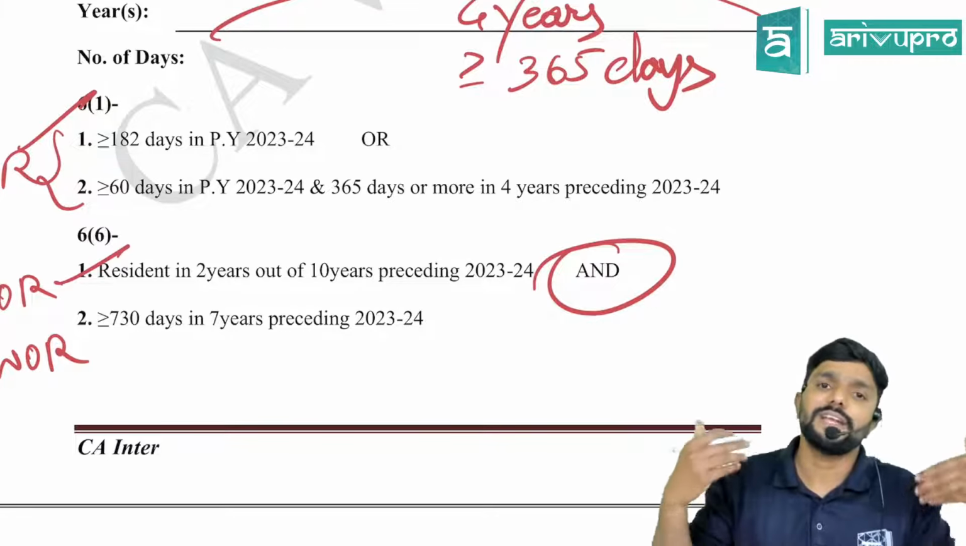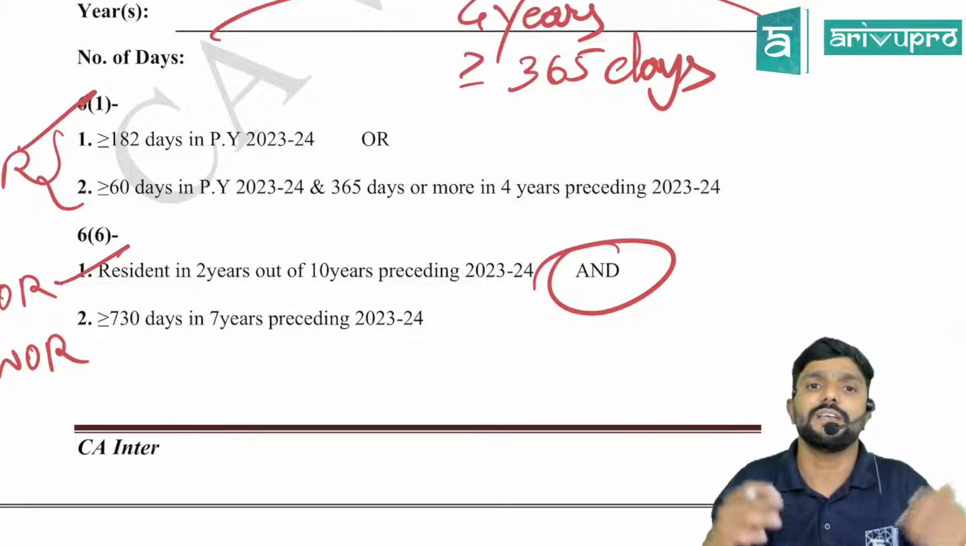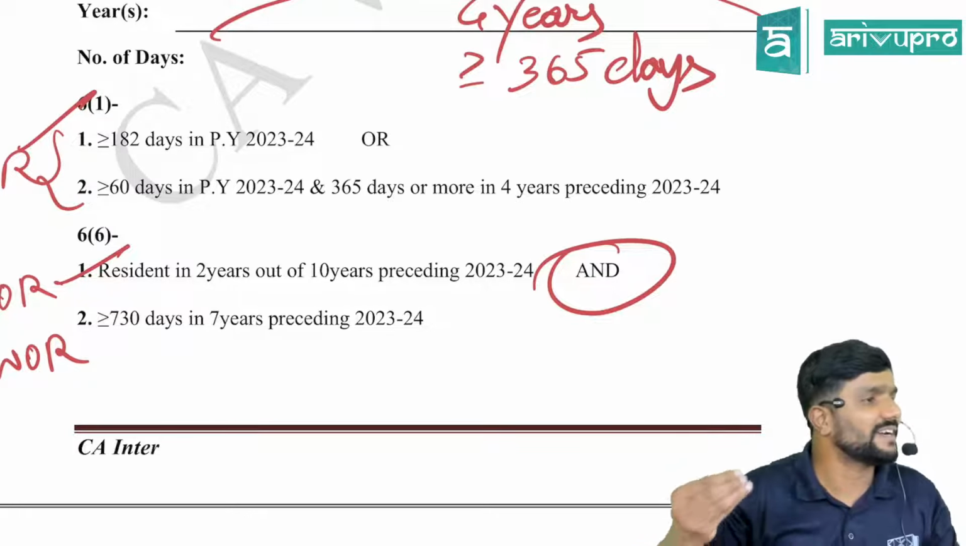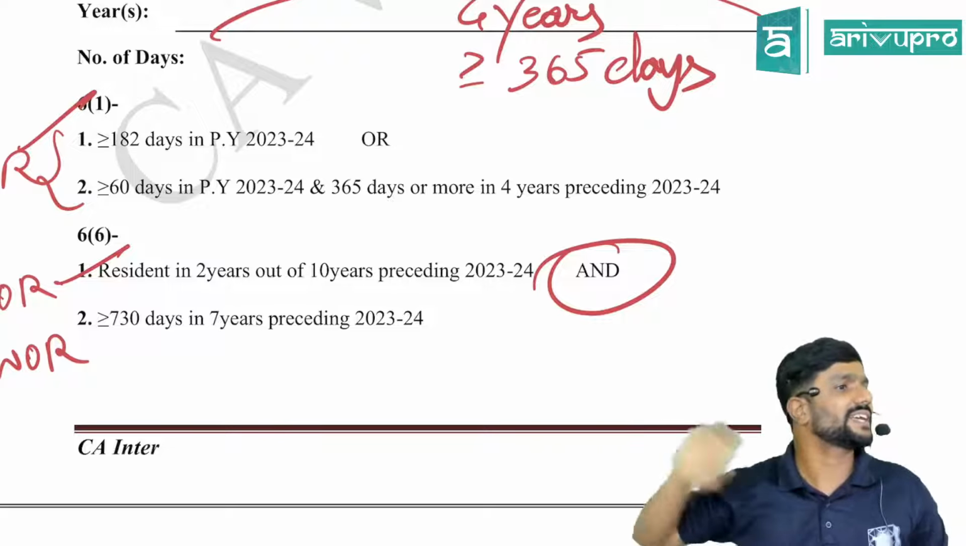Sir, what if I have violated the first only? I am not satisfied with the first only. Then straight away you are a not ordinary resident. Again, don't waste your energy by checking the second condition.